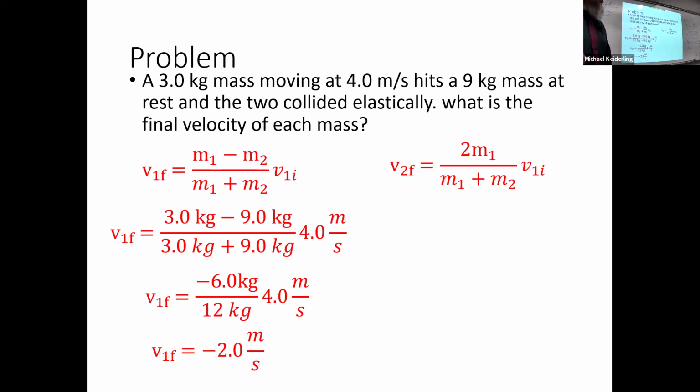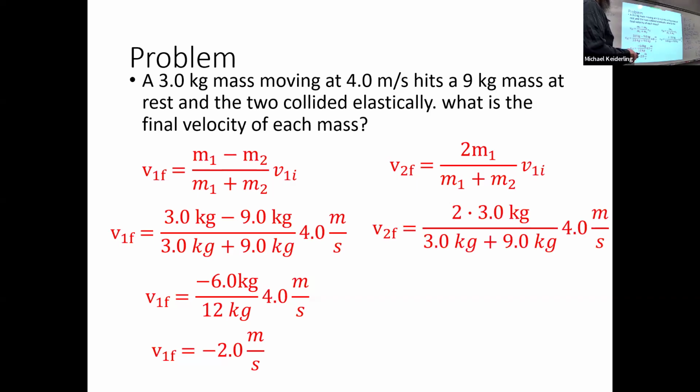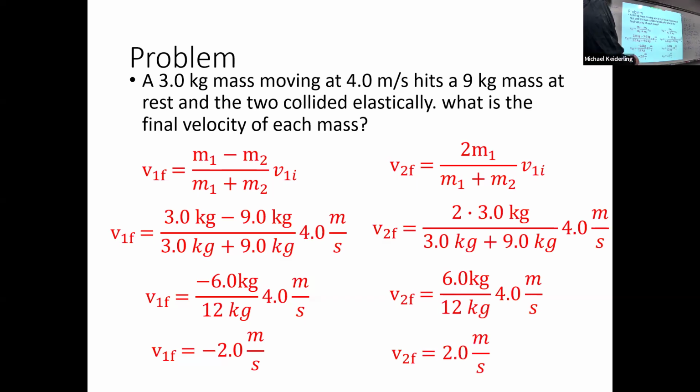V2 final is going to be 2 times M1 over M1 plus M2 times V1 initial, 2 times 3 kilograms over 3 kilograms plus 9 kilograms times 4 meters per second, 6 kilograms over 12 kilograms times 4 meters per second. That is plus a half times 4 meters per second, so 2 meters per second in the positive direction.